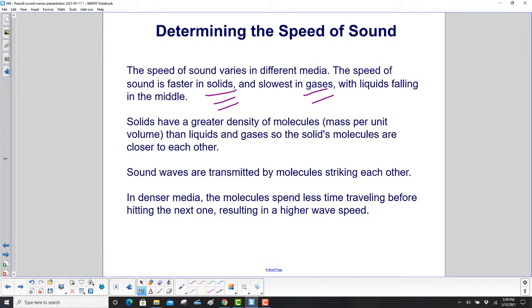Solids have a greater density of molecules, or mass per unit volume, than liquids and gases, so the solid's molecules are very close to each other. Sound waves, as hopefully we showed on the previous little illustrations, are transmitted by molecules striking each other. In denser media, the molecules spend less time traveling before hitting the next one, and that results in a higher wave speed.